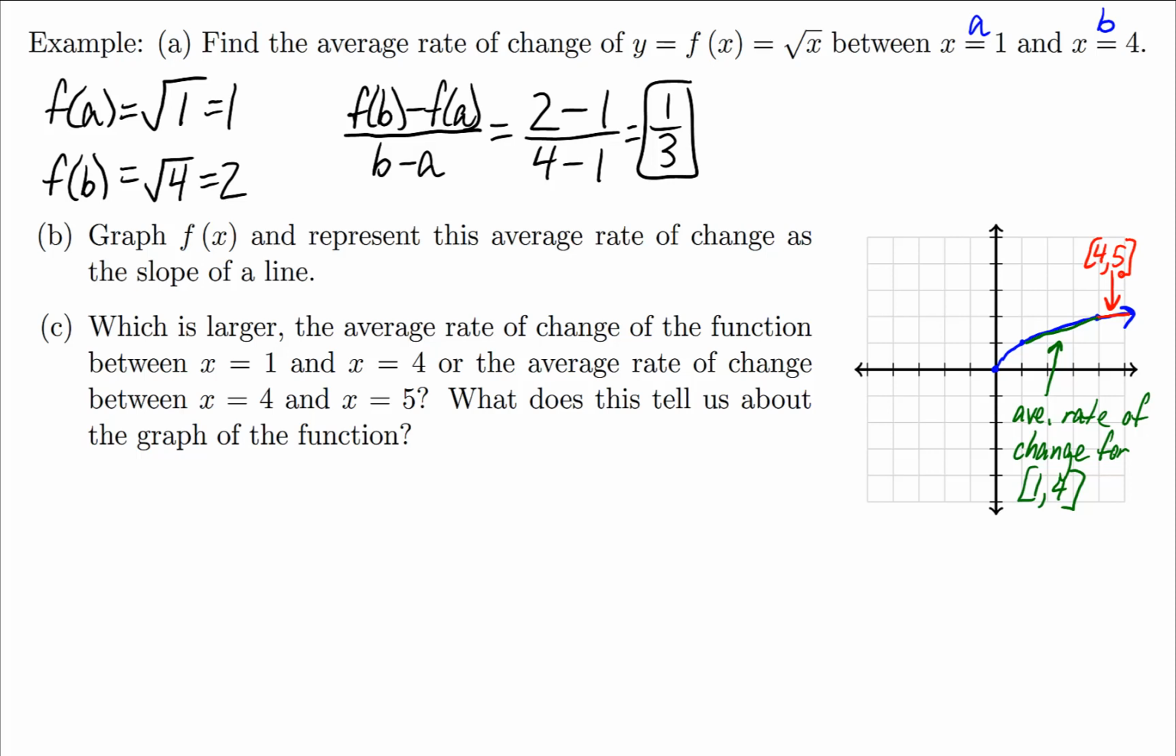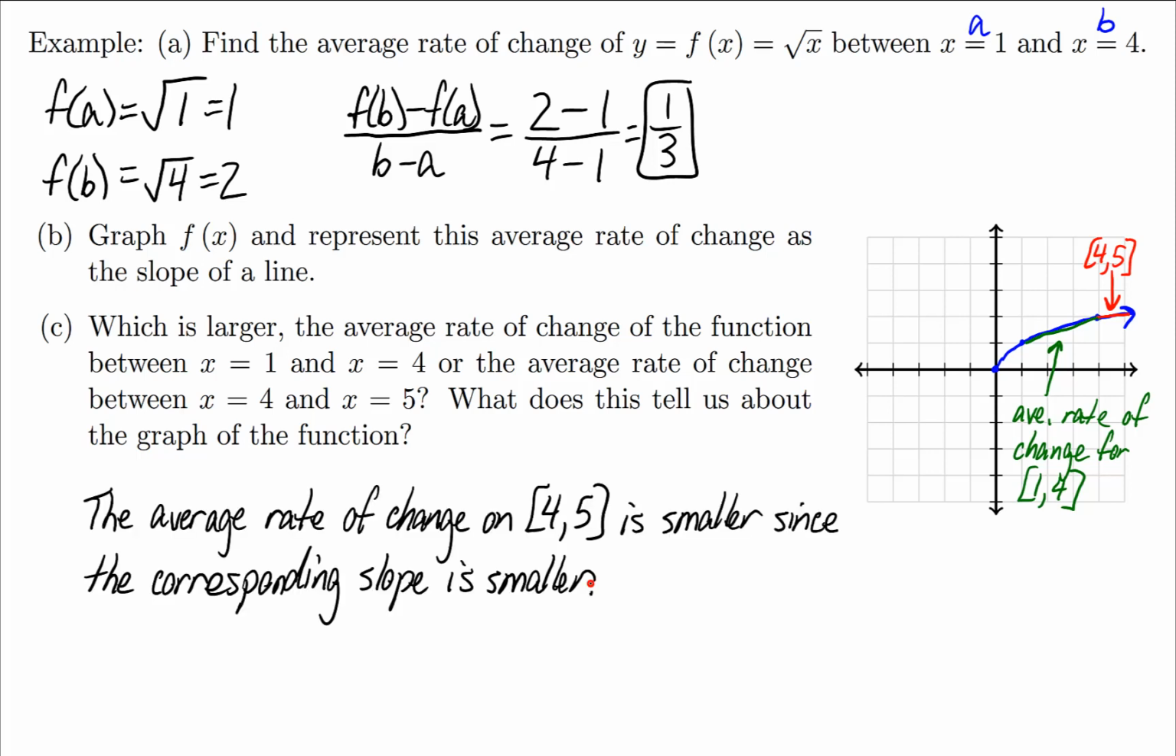So that slope is my 4 to 5 average rate of change. Now notice that the slope of the green line is clearly higher than the slope of the red line. Remember, the slope is the average rate of change, so that means that the average rate of change on 1 to 4 is higher. So a good way to word this is the average rate of change on 4 to 5 is smaller, since the corresponding slope is smaller. Now what is this telling us?